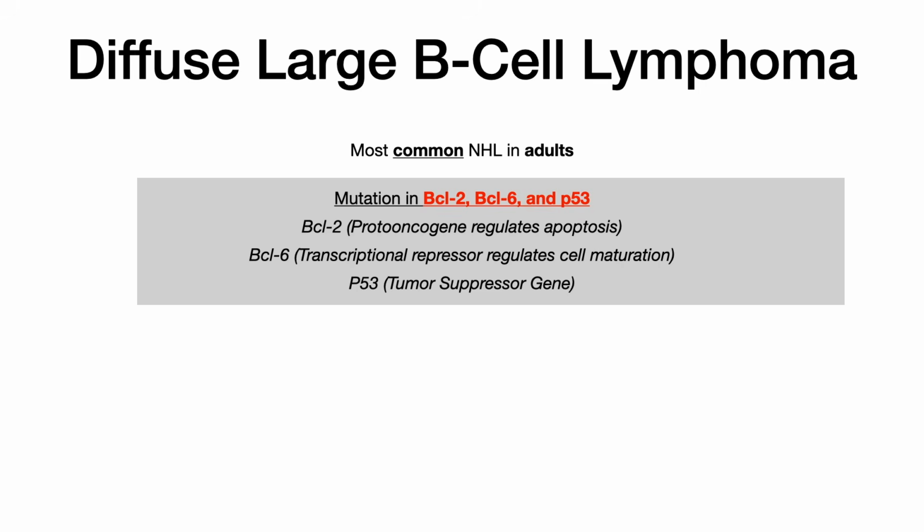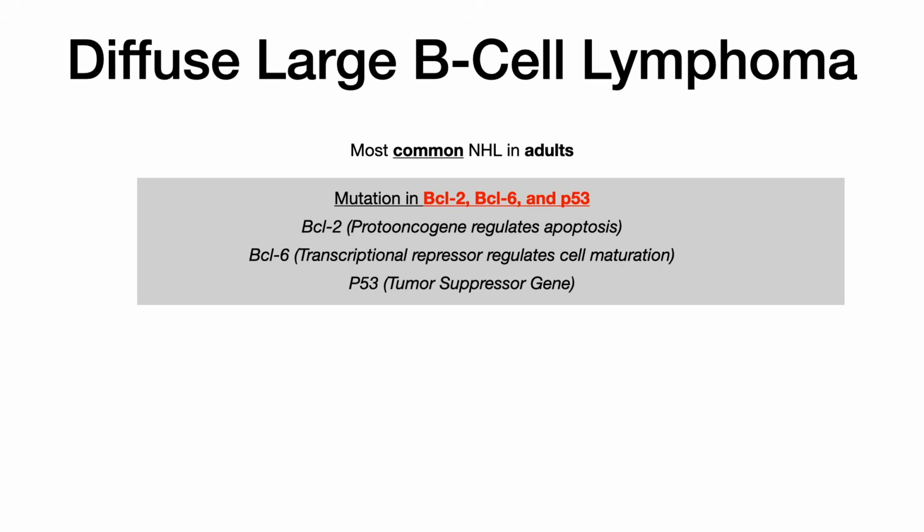Now let's talk about diffuse large B-cell lymphoma. This is the most common non-Hodgkin lymphoma in adults. And this one is the one where you don't need to memorize a chromosomal translocation because it's due to a mutation in BCL2, BCL6, and P53. Now just recall, we won't go too deep into this, but recall that BCL2 is a proto-oncogene that is involved in apoptosis regulation. BCL6 is a transcriptional repressor that regulates cell maturation, and P53 is a tumor suppressor gene.